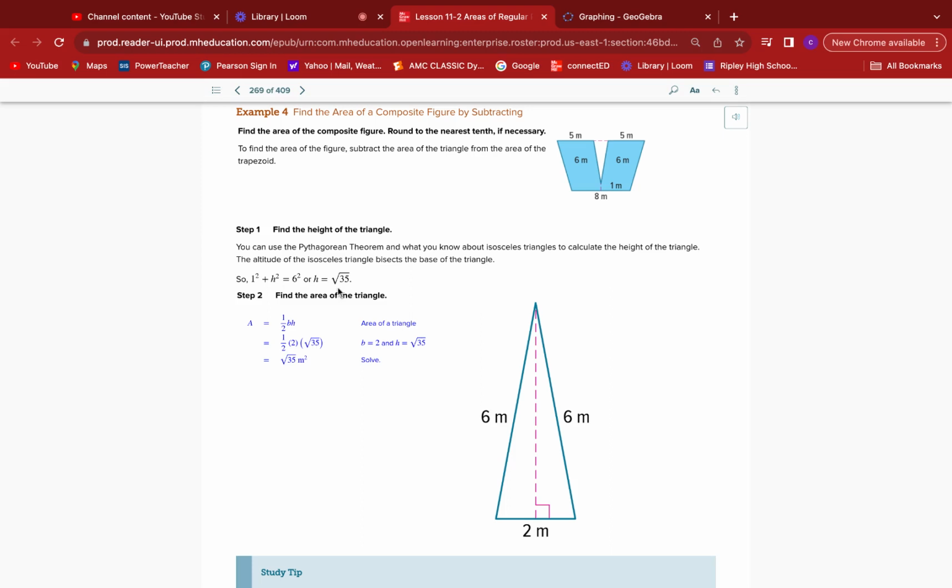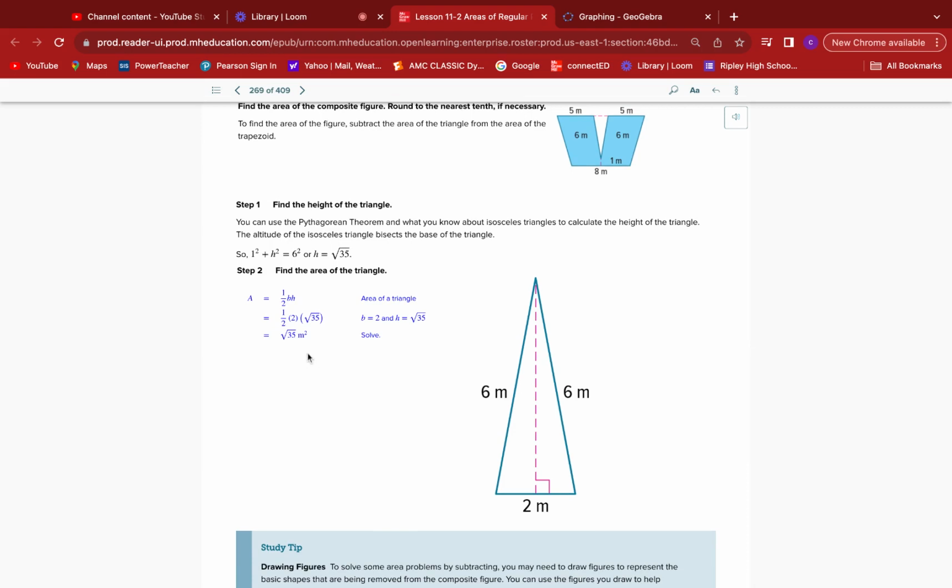So 36 minus 1 is 35. The opposite of squaring is the square root. It looks like we get our height is the square root of 35. And they were nice enough to put this into the formula, 1/2 base times height, the base being the 2, the height being the square root of 35. Well, the 1/2 and the 2 just cancel each other out because a number times its reciprocal is just 1. Times the square root of 35 is square root of 35. Okay, this is the area of the triangle.